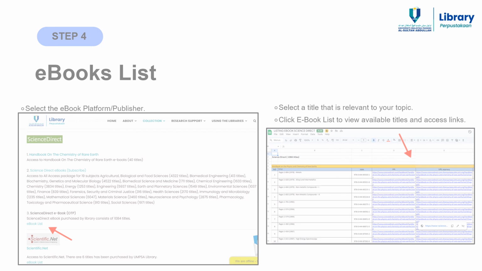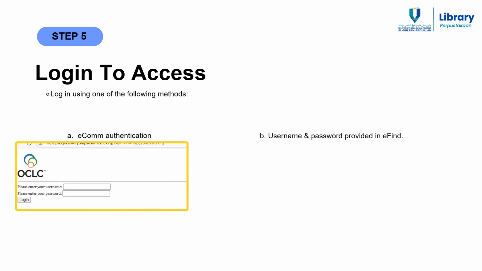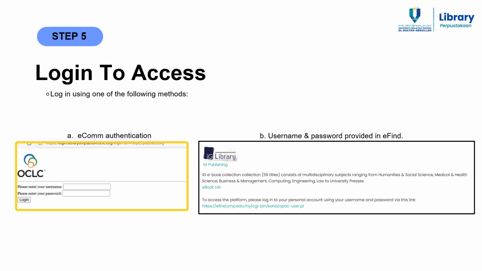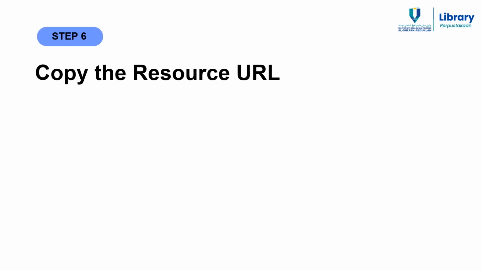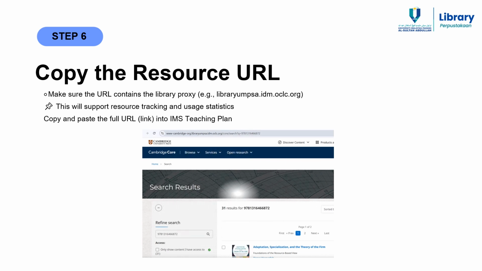All right, let's talk about how to access eFind using your username and password. You can simply enter your username and password directly on the login page. Once you're logged in, you'll be able to proceed with your tasks and continue with the overall process we're covering today. Now, it's important to make sure that the URL you use contains the library proxy. This is a key step because it helps us track resource usage and gather statistics on how often and in what ways the resources are being accessed. By including the proxy, we ensure proper access management and better data collection.